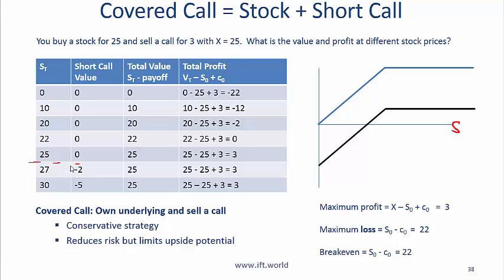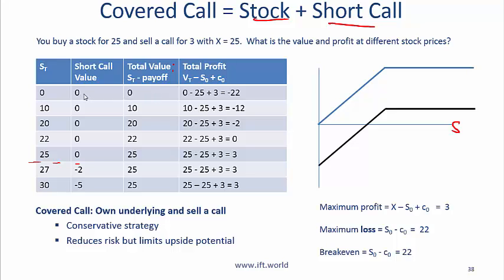If the stock price goes over 25, then the long is in the money, but where is the money coming from? It's coming from the short. So notice this -2, -5 is simply based on the short having to deliver. What is the total value? Total value is the stock and the short call. So here you simply take the stock price and minus the payoff.